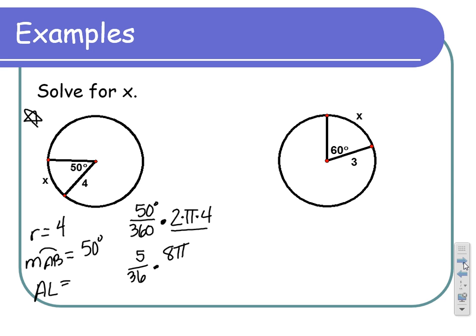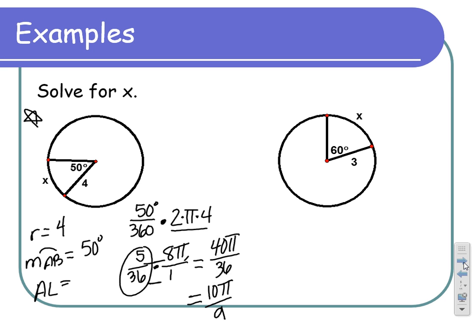Now all I do is multiply this fraction times this whole number right here. So I'm going to stick that over 1, and I'm just going to multiply straight across. 5 times 8 pi is 40 pi, and 36 times 1 is 36. Then I'm going to reduce, and 40 over 36, they both reduce by 4. So that gives me 10 pi over 9.